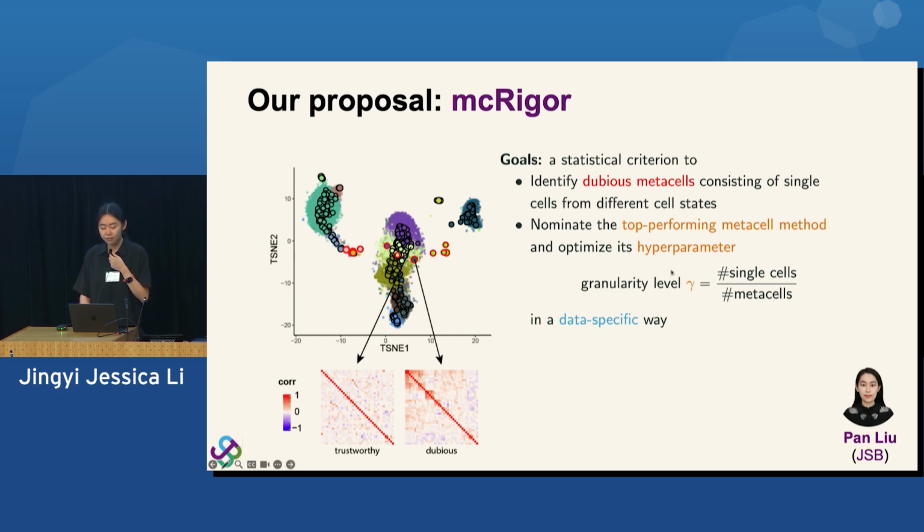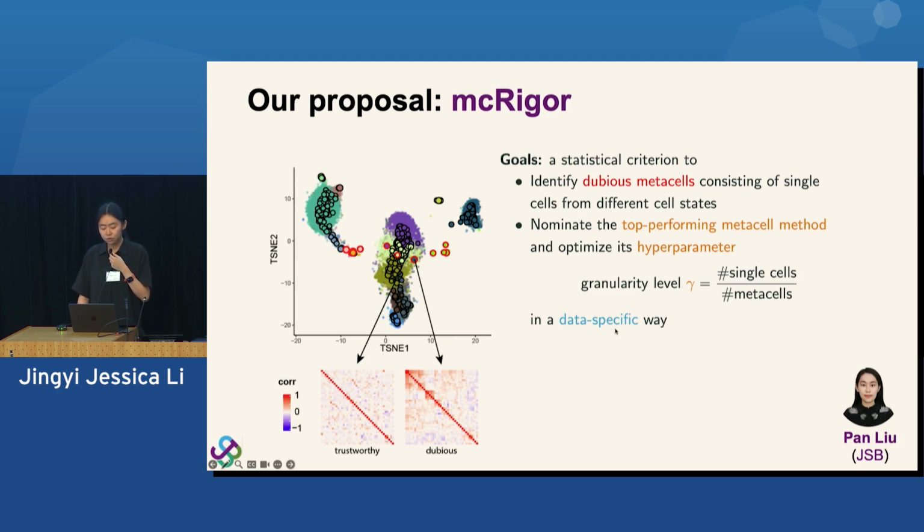The key hyperparameter needed for every metacell method is called granularity level, gamma, which is the average size of metacell. So in other words, you divide the number of single cells by the number of metacells. That's the average. But please note that every method has its own way of defining metacells by clustering. So the metacells are not of the same size. They can have different sizes, but this gamma is the average.